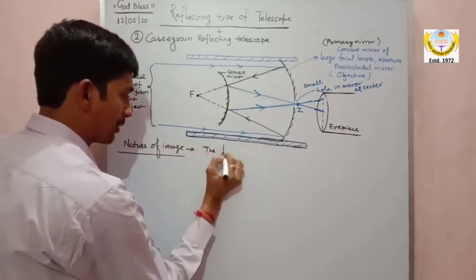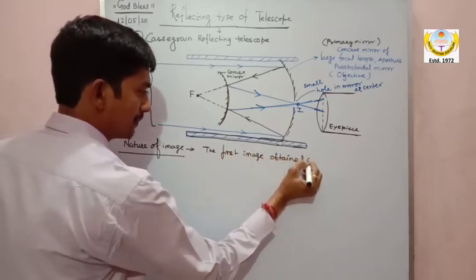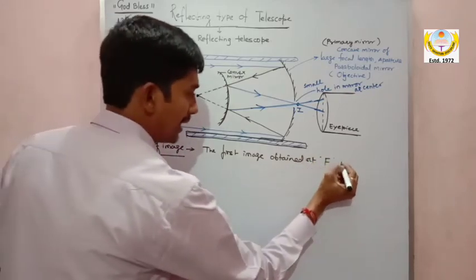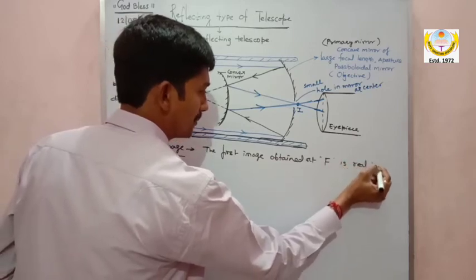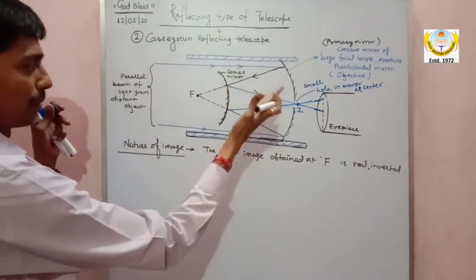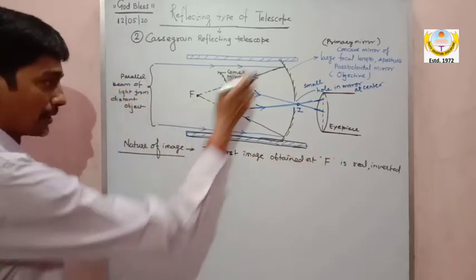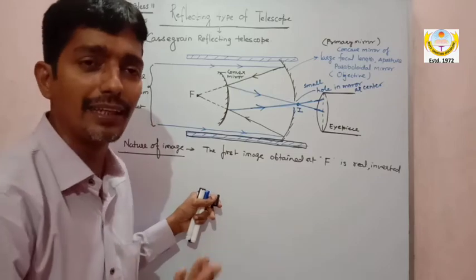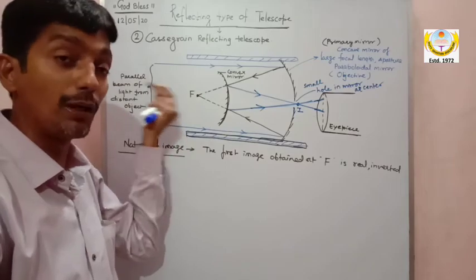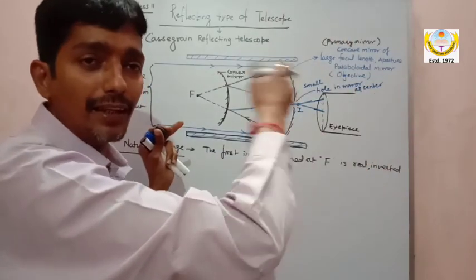The first image obtained at F is real inverted. You can see here is a distant object. On the same side I am getting the image, my dear. So it is real inverted because it is a mirror. In the mirror, my dear, the image is real inverted when we get the image on the same side of the object, and it is virtual erect when we get the image on the other side of the object.